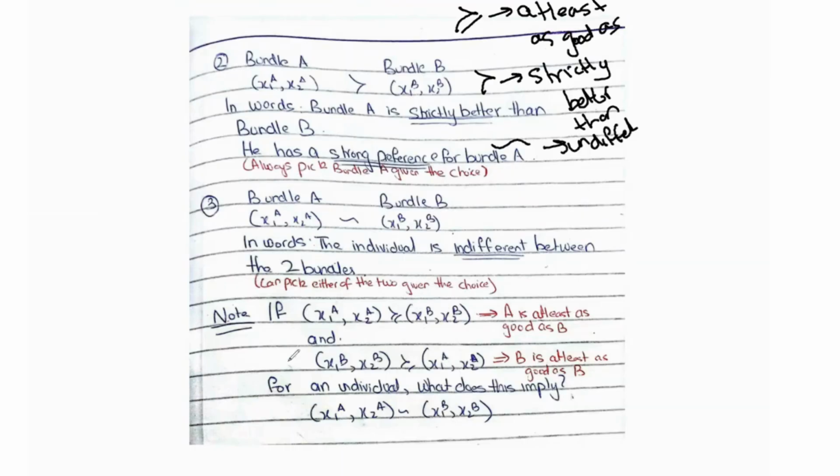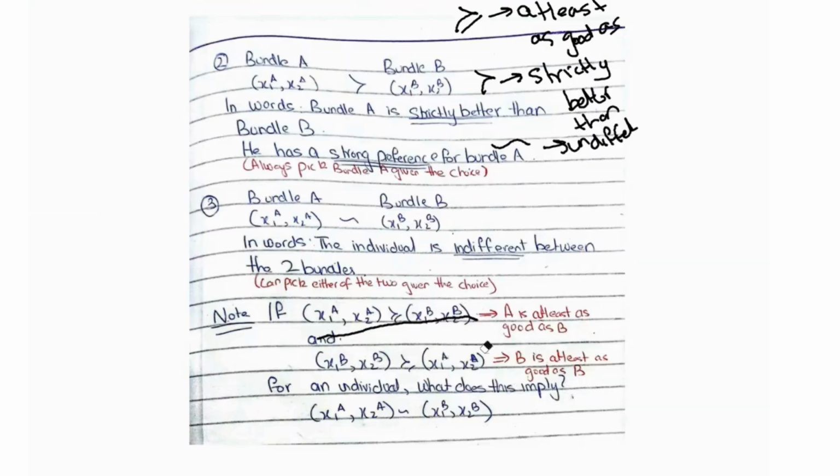And over here, it's important to note that if bundle A is at least as good as bundle B and bundle B is at least as good as bundle A, this implies that you're indifferent between bundle A and B. Like we said, if the only thing that you know is that bundle A is at least as good as bundle B, this is the only thing that we know.